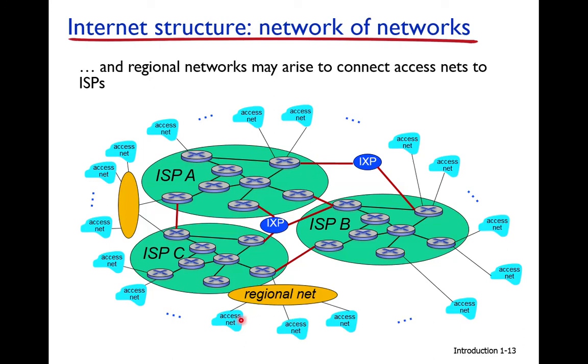So this data will not go to the transit ISPs, to these global ISPs, or to the internet exchange point. So it will reduce the delay and it will reduce the cost. Why? Because if this data has to go through these ISPs and then come to this access network, it will cost more. But this regional network will cost less because it is already connected with this one.